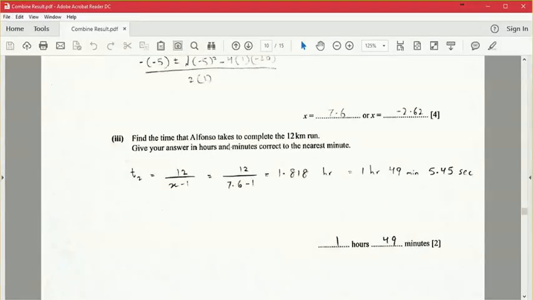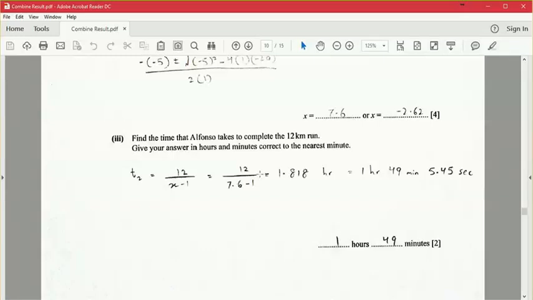Find the time that Alfonso takes to complete the 12 kilometers run. Give your answer in hours and minutes, correct to the nearest minute. So how much time is taken to complete the 12 kilometer run? We'll use t2 for the second day, which is 12 over x minus 1.